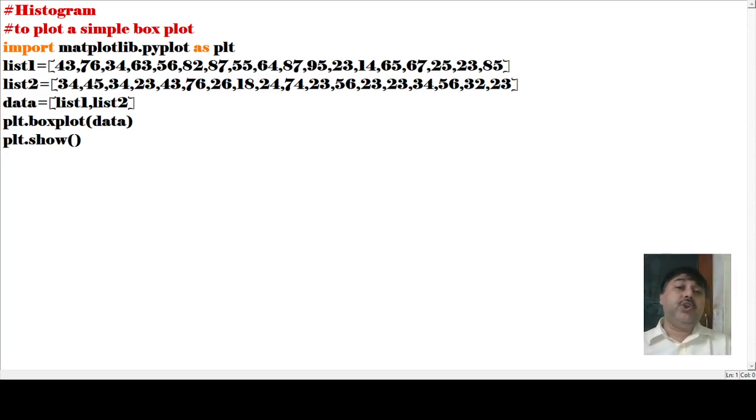Isn't it? Like 42, 76, 34, 63, 56, 82, 87, 55, 64, 87, 95. So all these things mean values within a range starting from 14. What is the lowest limit there? 14. Okay, and the highest limit we can find here is 95.